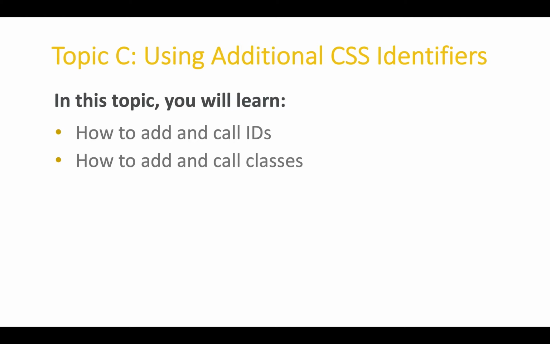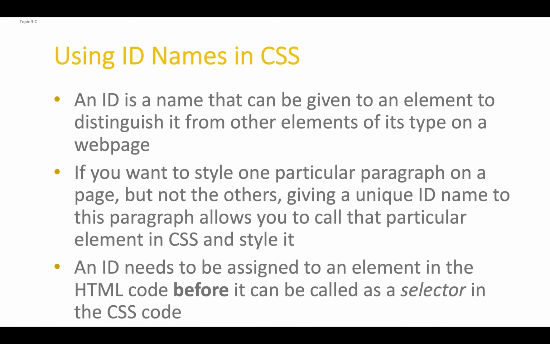Okay, in this last section, we're going to learn how to use IDs and classes. So an ID is a name that you can give to any element to distinguish it from other elements of its type on a web page. So let's say, for example, that you want one of your paragraphs to be yellow, but not all the paragraphs on the whole page. In order to do that, you would give that particular paragraph that you want to be yellow a unique ID name, and then you would use that ID to call that particular element in CSS and then style that particular name.